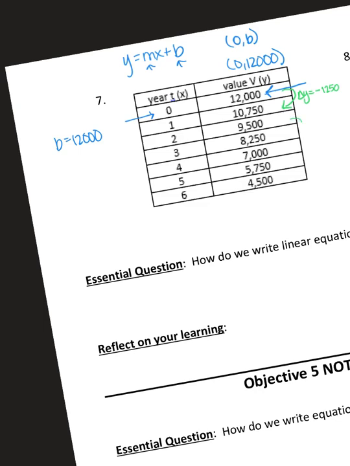And we should just check that this is consistent. So is 9,500 down to 8250 a decrease of 1250? And does 8250 reduce by 1250 to get to 7,000? So it looks to be consistent, which is good.